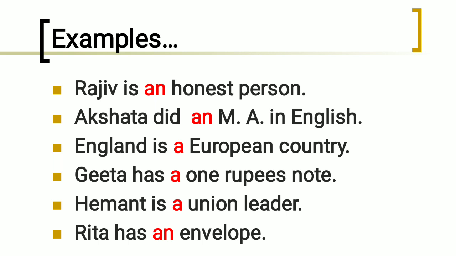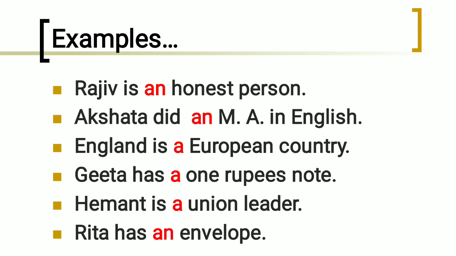The next example, Akshata did an MA. M-A. Though the alphabet M is there, it is pronounced starting with a vowel sound, and of course, due to that, you have to put an. England is a European country.